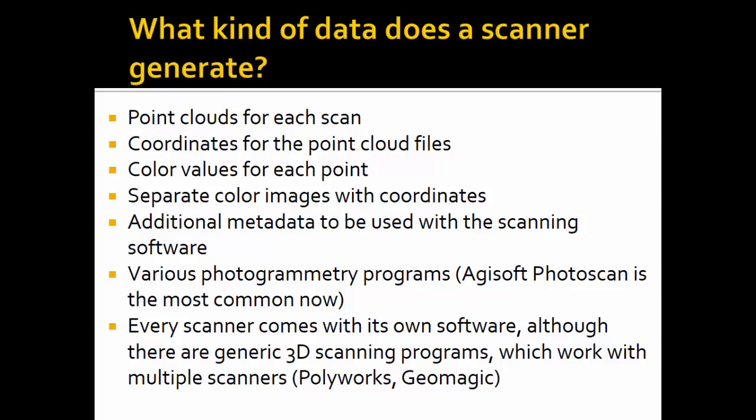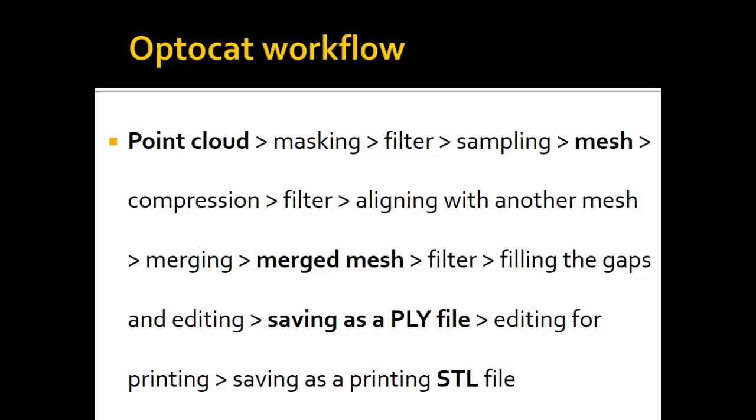We find them a bit less efficient than the scanner-specific software options, but we do use Geomagic for processing of finished 3D models. So what is a typical workflow like? First I get a point cloud from my scan. I may have to mask it, so I may decide which points are actually good points and which points I want to avoid.